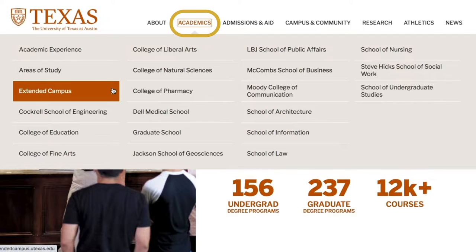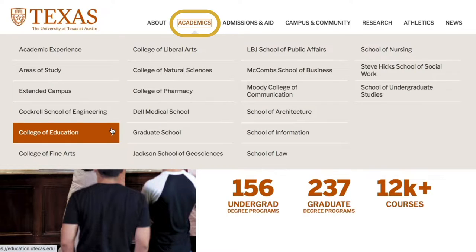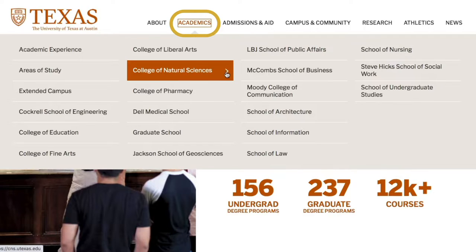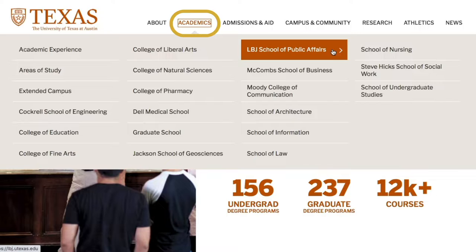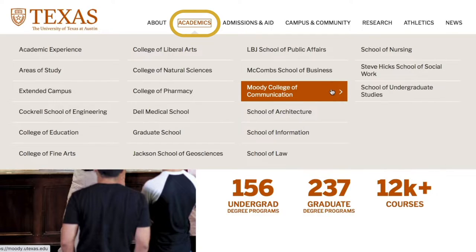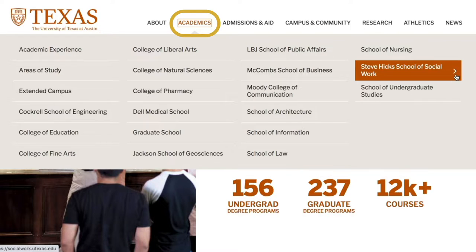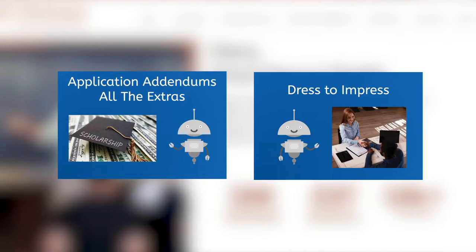UT Austin also calls these colleges in the university, such as engineering, education, fine arts, liberal arts, natural sciences, and many, many more. These pages will lead you to the application requirements for majors in their schools, with all the other fun additions you will learn about in our next 2 lessons, application addendums and dress to impress.